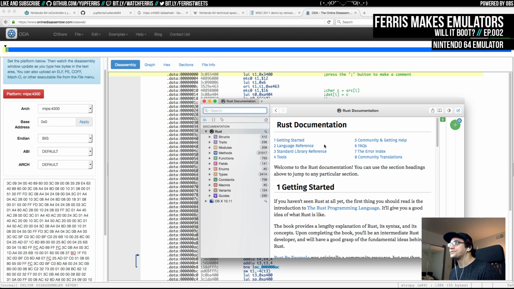So really cool stuff. There were a couple other things I think I wanted to go over. Nope, that was the tools.